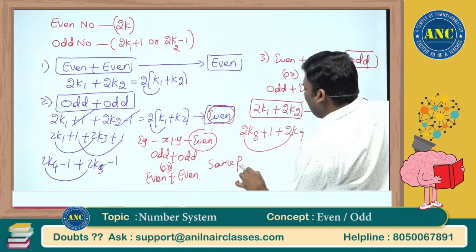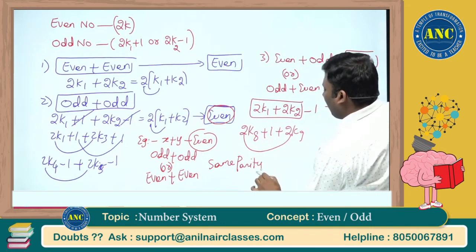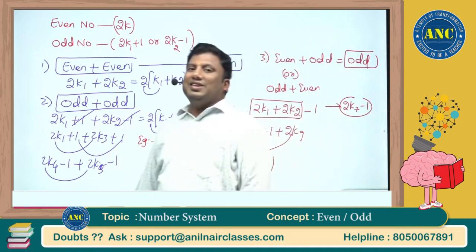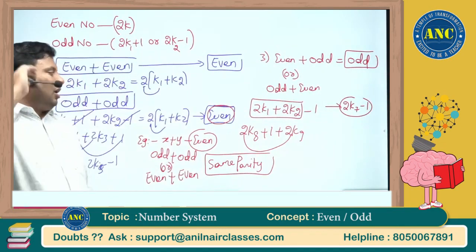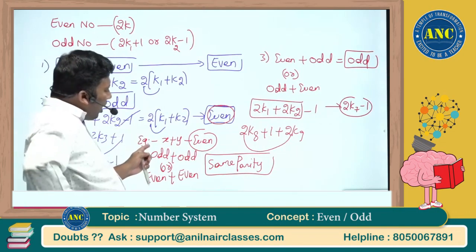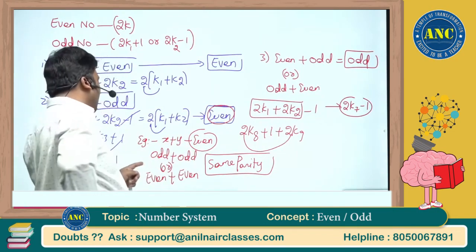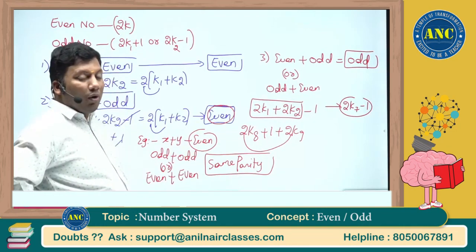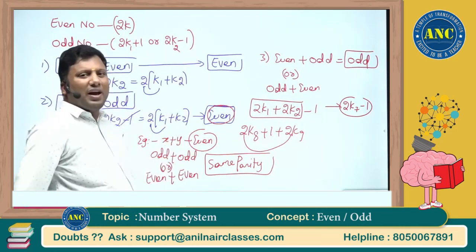Parity is defined as the nature of the number. That means if one is even, the other will be even. If one is odd, the other will be odd. x plus y is an even number: odd plus odd is an even number, or even plus even is also an even number. I hope it is clear. This is a very simple example.